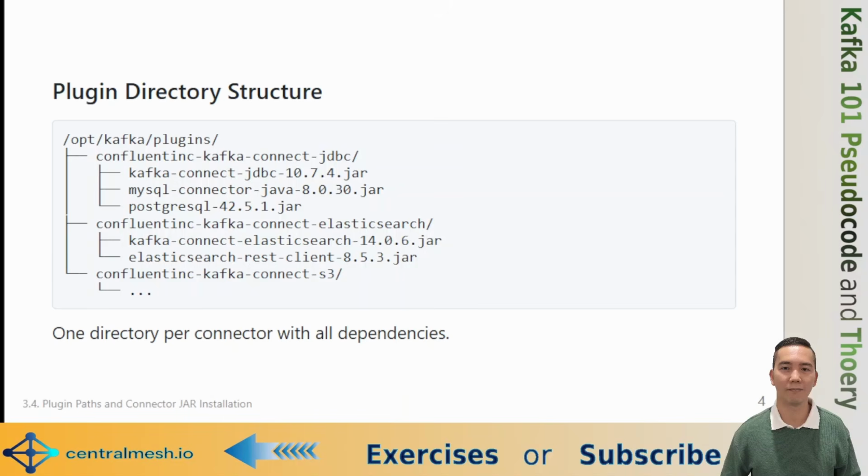If you simply copy hundreds of jar files into one large folder, different connectors could accidentally load incompatible versions of the same library. By giving each connector its own directory, Kafka Connect creates an isolated class loader for that connector, greatly reducing dependency conflicts. As a general rule, every connector directory should contain the connector itself plus every dependency it needs to run successfully.